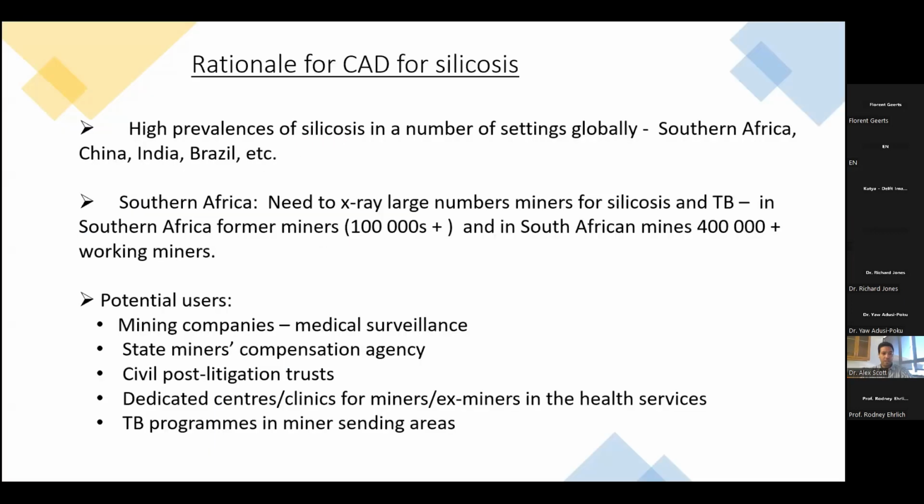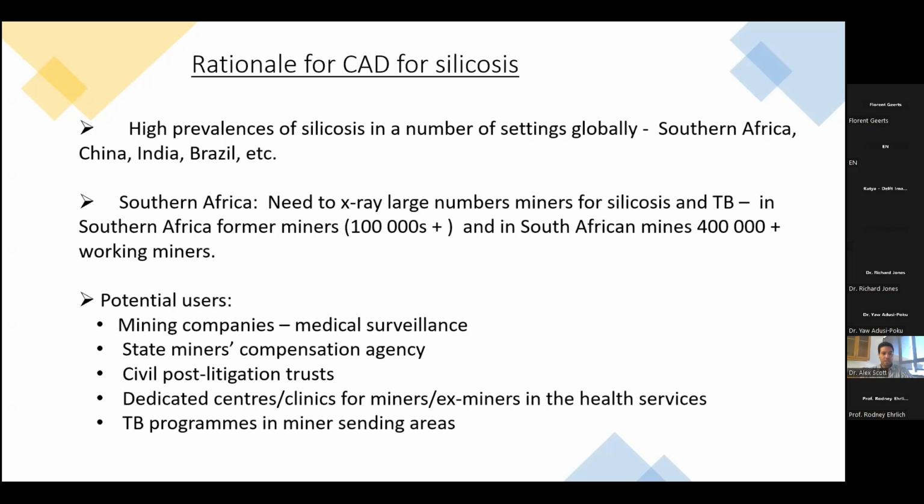Next slide, please. So we don't know how many silicosis cases are in the world because it's very poorly recorded and diagnosed, but we know there are extremely high prevalences in some mining areas. Southern Africa probably leads the way, but also China, India, Brazil, Indonesia, and of course surveillance becomes more difficult the less developed the country. These happen to coincide in most cases with high TB burden countries. So really, when you're talking about silicosis and CAD for silicosis in a screening context, you're also talking about tuberculosis.